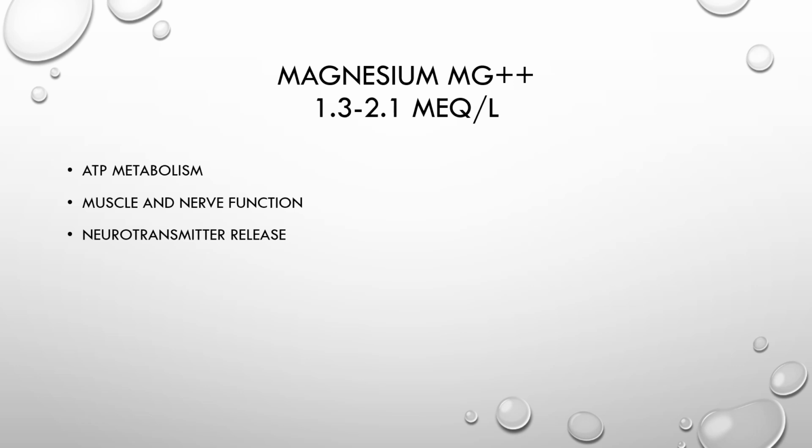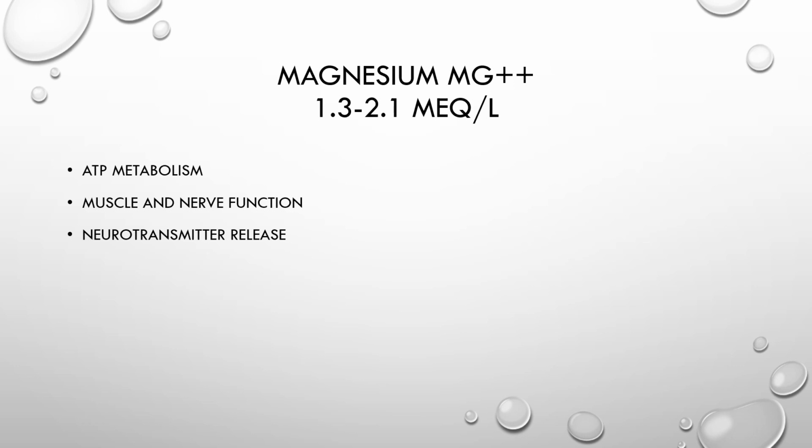When we are hypomagnesemic, so we have a low magnesium level, we can see weakness, we can see torsades, which is a lethal cardiac rhythm, and hyperreflexia, which you guys might remember from OB. Hypermagnesemia, so we have a high magnesium level, we can see hypotension, GI upset, and decreased reflexes.